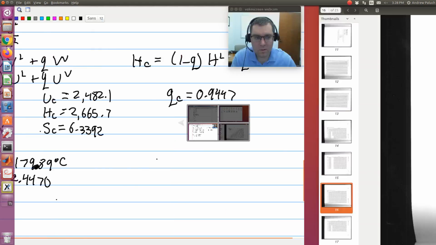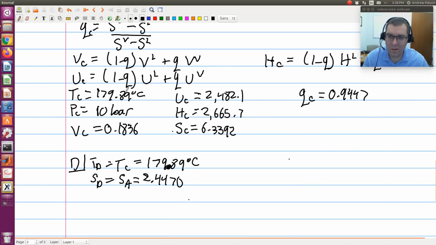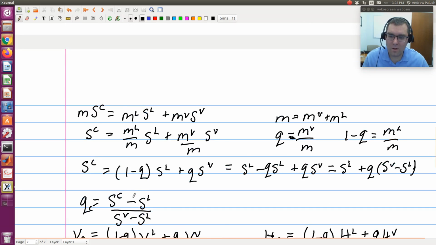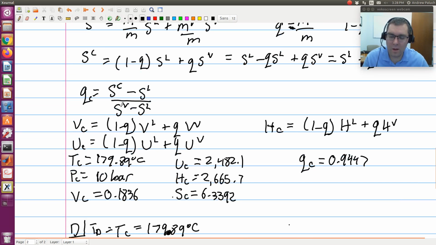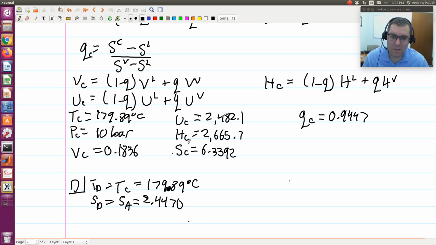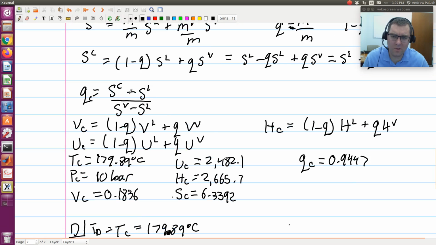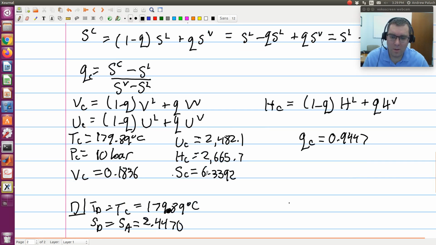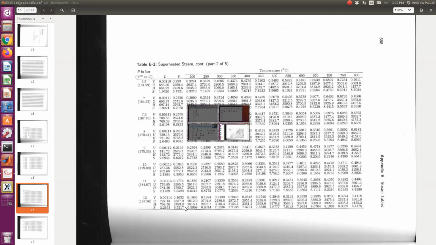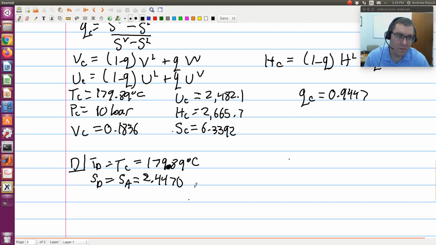Okay. So in terms of calculating Q, which in this case would be QD, and then VC, UC, HC, the calculations are going to be exactly the same as the last problem. And since we're at the same temperature, we have a saturated system at the same temperature. So I'm still here at 10 bar. My entropy is between that of my liquid and vapor still, so I'm still a two-phase mixture. So the calculation is going to be exactly the same.